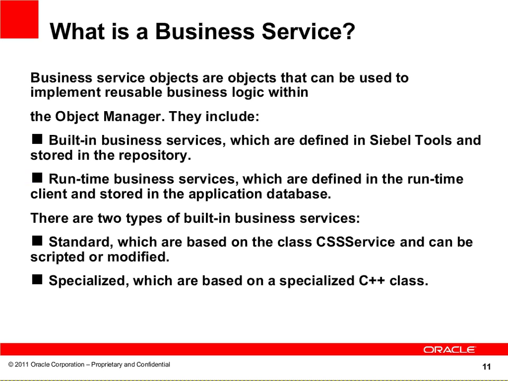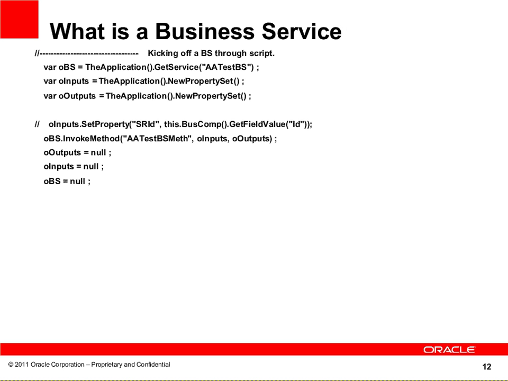Okay, a little bit of scripting here. There's a business service. This is just a script that you could use to call a business service from script. You can see that it uses the application, which is the object name to get to the methods that are on the object. So this is calling the application object and a get service method, and passing a parameter of AA test BS. So this is going to create the OBS variable that will point to the AA test business service.